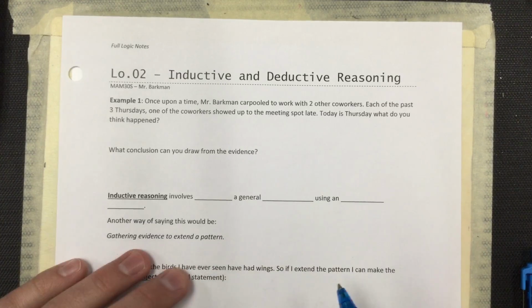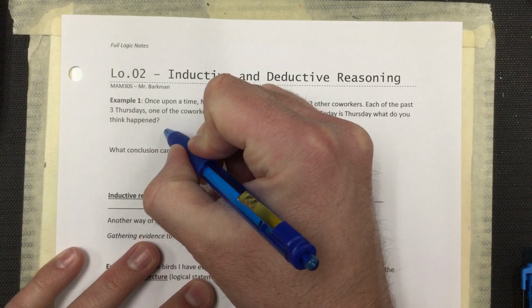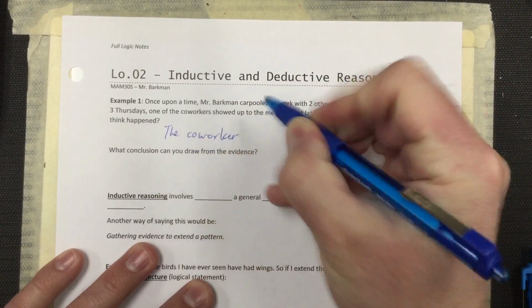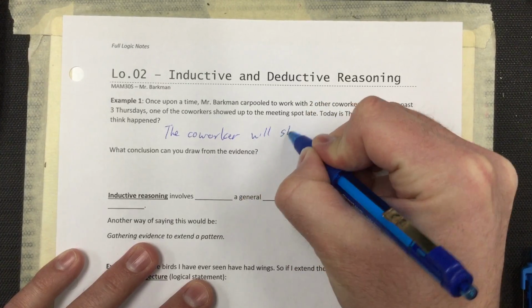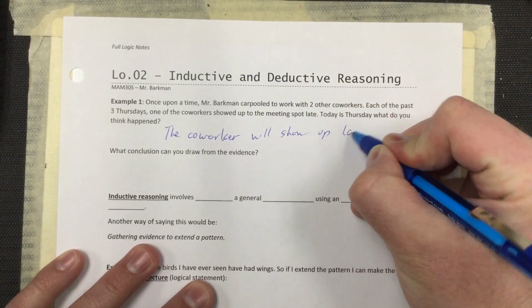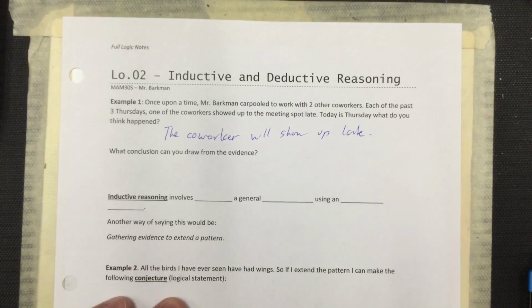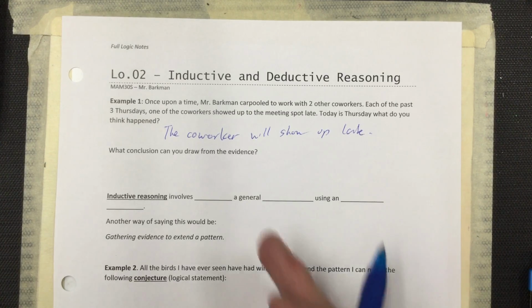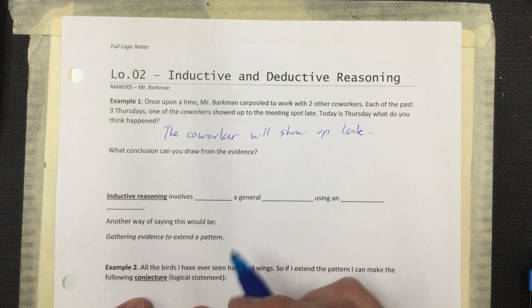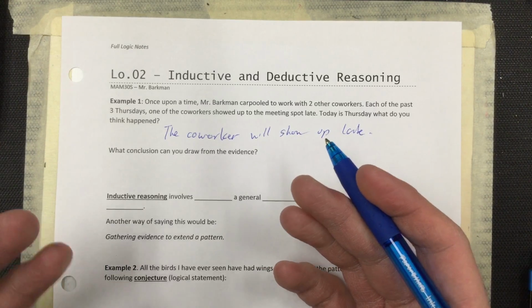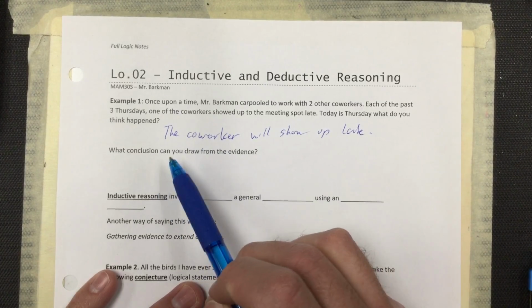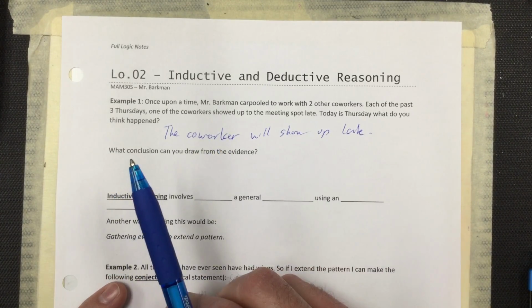Well, if you look at it, we see a pattern forming, and we're going to assume that the coworker will show up late. Okay? That's what we assume is going to happen. Now, it's based on a pattern that we're seeing. We've seen now 3 Thursdays in a row this coworker has shown up late, and so we're going to assume that today, being Thursday, he's going to show up late again.